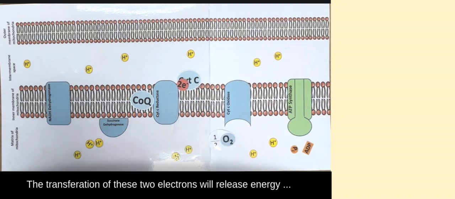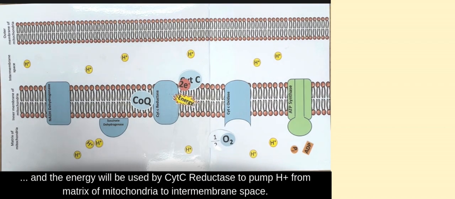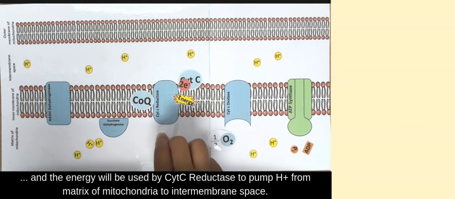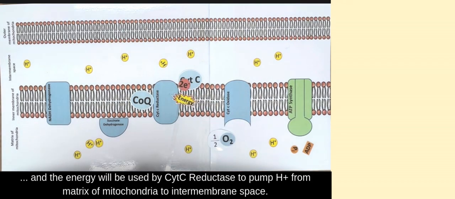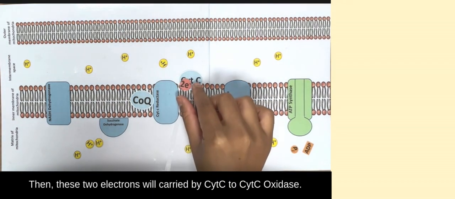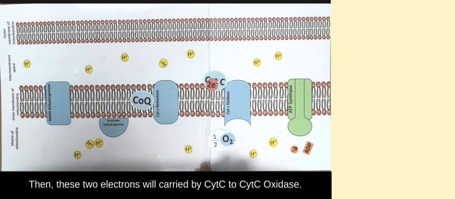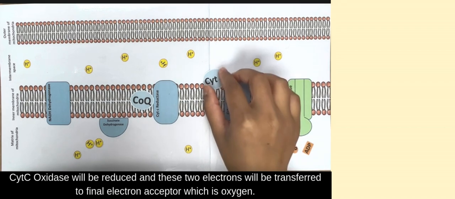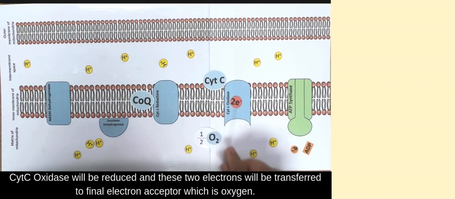These 2 electrons will then be transferred from cytochrome C reductase to cytochrome C. The transfer of these 2 electrons will release another energy, and the energy will be used by cytochrome C reductase to pump hydrogen ions from the matrix of mitochondria to the intermembrane space. Then, these 2 electrons will be carried by cytochrome C to cytochrome C oxidase. Cytochrome C oxidase will be reduced, and these 2 electrons will be transferred to the last electron acceptor, which is oxygen.